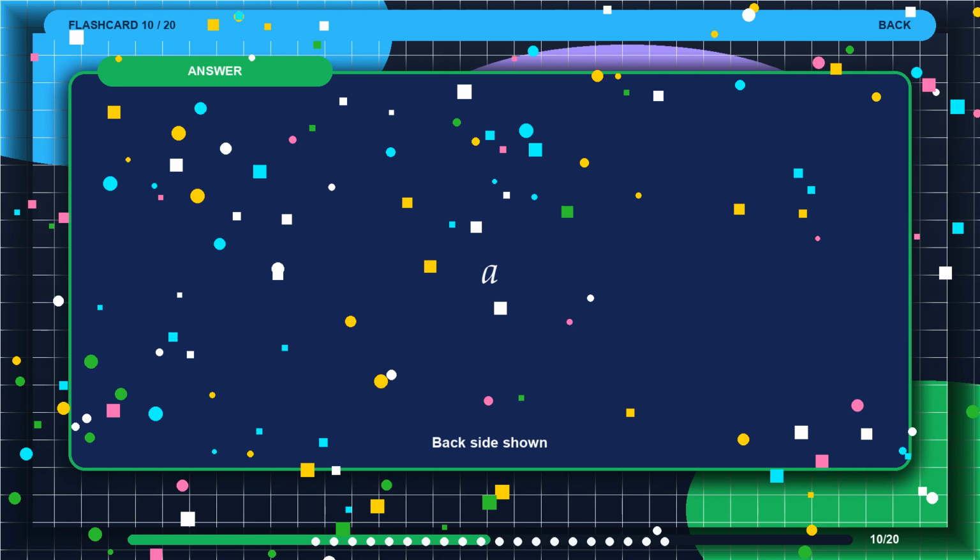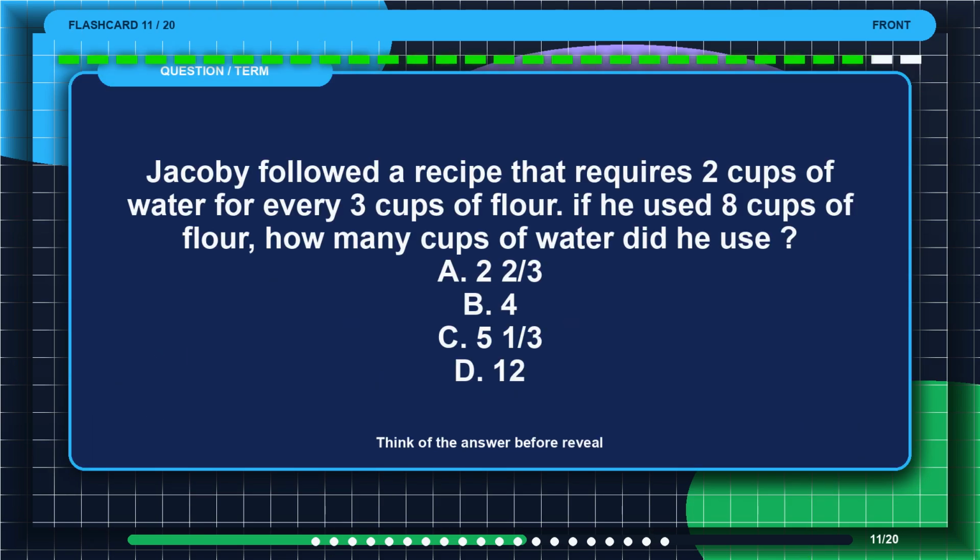The answer is A. Flashcard 11. Jacoby followed a recipe that requires 2 cups of water for every 3 cups of flour. If he used 8 cups of flour, how many cups of water did he use? A. 2 2/3, B. 4, C. 5 1/3, D. 12. Pause and think of the answer before the reveal.